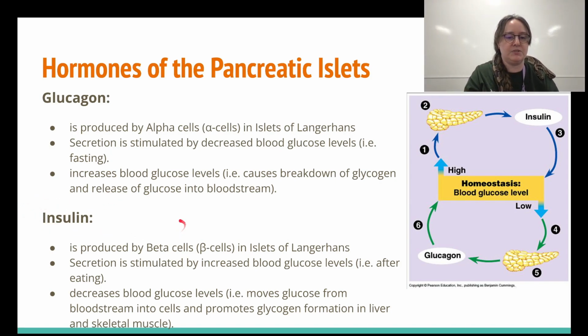Anyway, the other half is if you've got too much blood sugar. That's where insulin comes in. Insulin is produced by the beta cells of the islets of Langerhans, and they are stimulated by the increase of blood sugar.